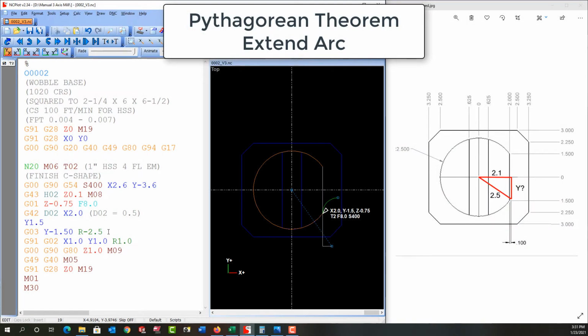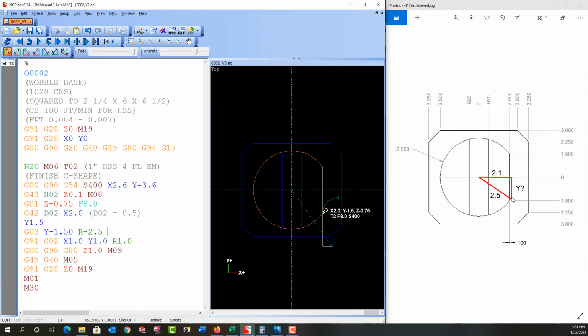In this video, I want to demonstrate how to use the Pythagorean Theorem to continue this arc so when the tool comes around, it comes 100 thou off the part, as shown here. So I've drawn out the triangle, I've extended this arc 100 thou, and what do we know about it?